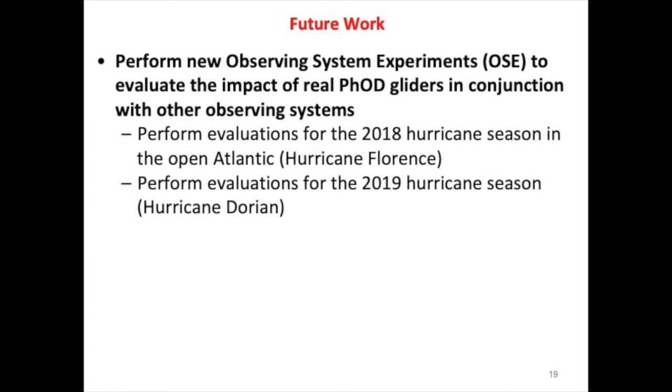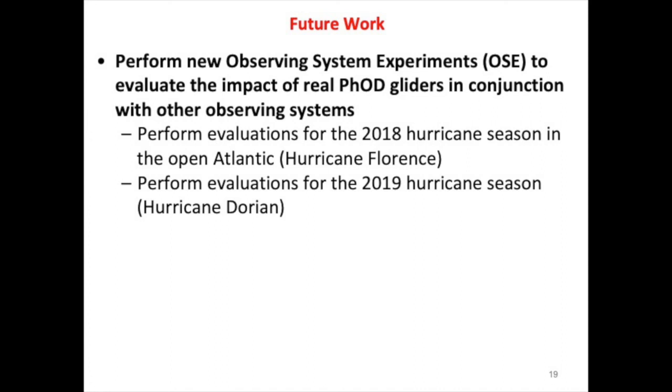Next slide. Key future work. Our near-term planned future work is going to involve performing observing system experiments to evaluate the impact of real PHOG glider deployments that have been deployed. We've already run OSSEs for the 2017 hurricanes throughout the Atlantic, and we've looked at OSSEs in the Gulf of Mexico for Hurricane Michael, as Matu will talk about later.